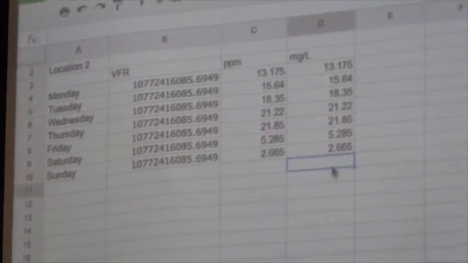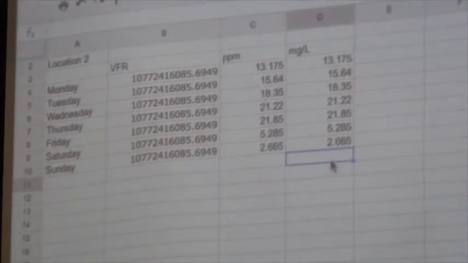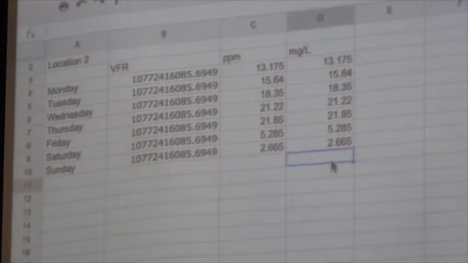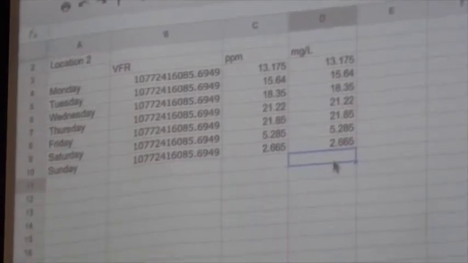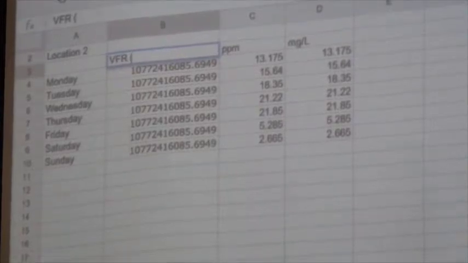They're exactly the same. So we said 13.175 parts per million is the same thing as 13.175 milligrams per liter. Okay, so my volume flow rate is in liters per day.